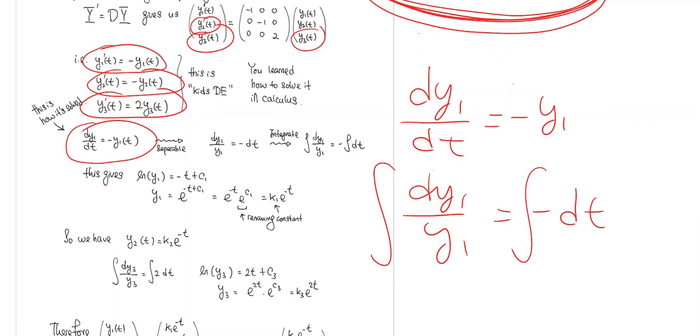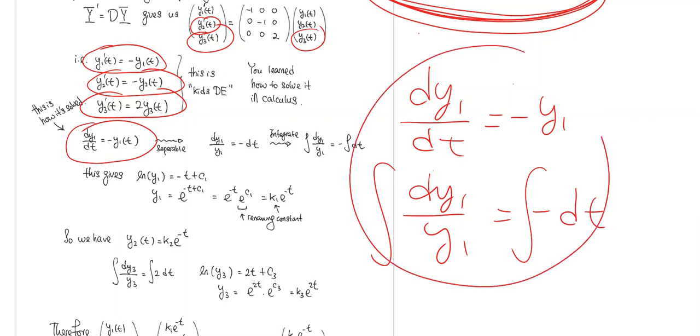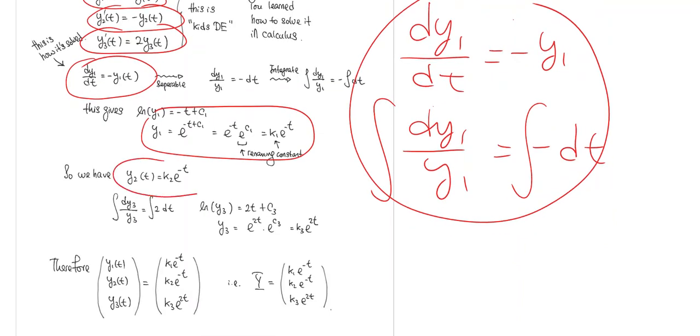The easiest differential equation to solve is what we call the separable differential equation, which is a differential equation of this form. So if you solve it, you will get y1 equal to this. Same thing, if you solve for y2, you get to this.